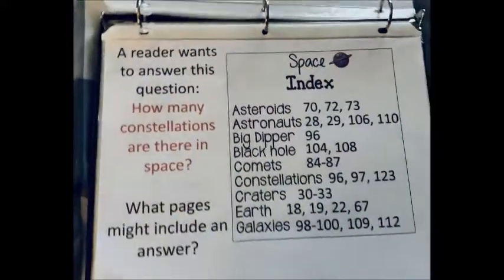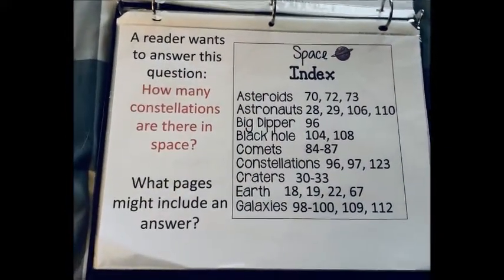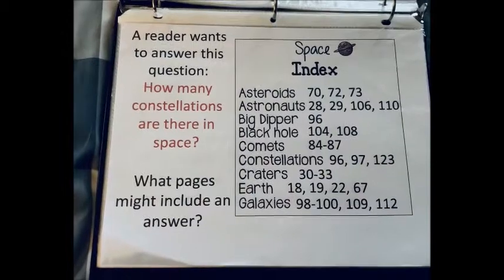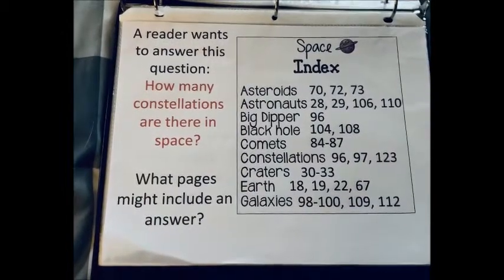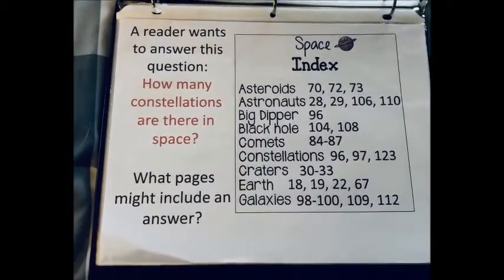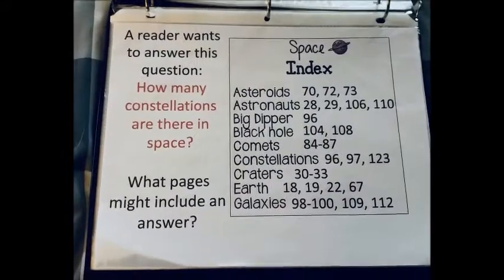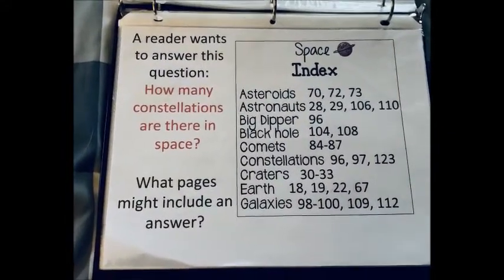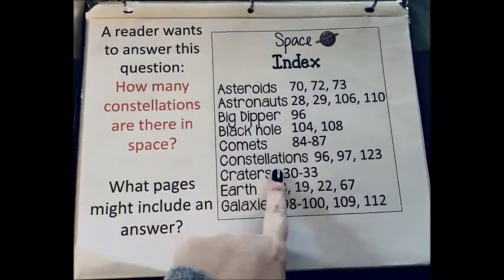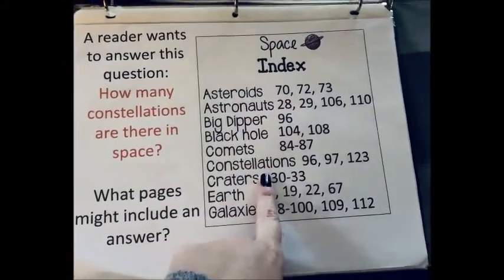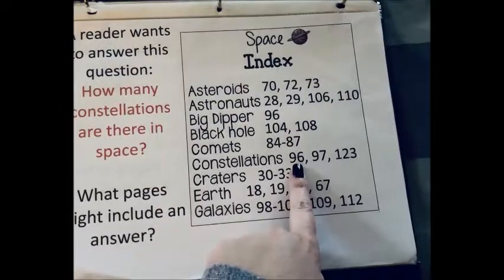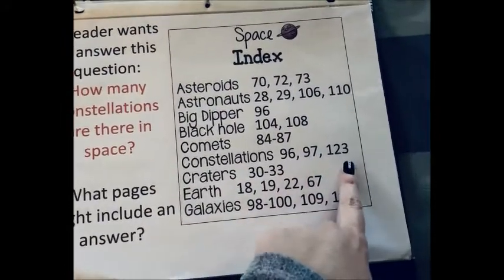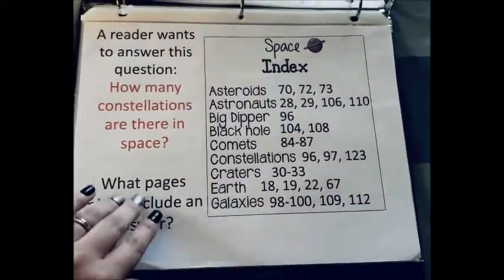So now we're going to do a couple questions using an index. A reader wants to answer this question: how many constellations are there in space? What pages might include an answer? If I had a book about space and I wanted to know just about constellations, I could go back in the index and find the word constellations, and it would tell me that I could read about constellations on page 96, 97, and 123.